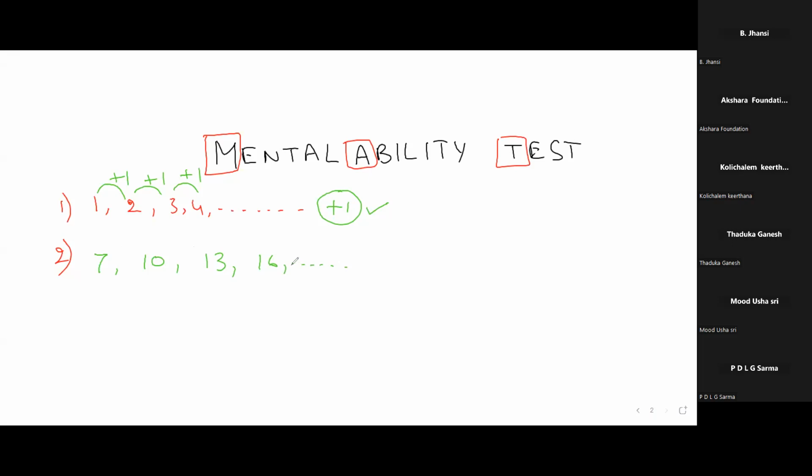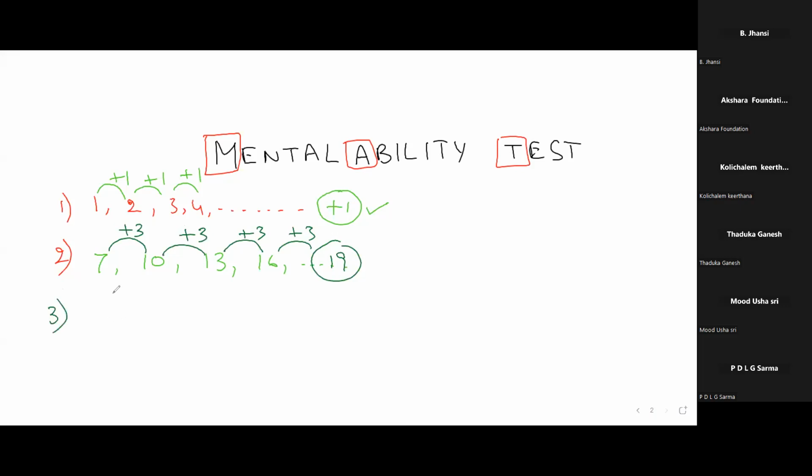Splendid answer. Actually, you can see what is happening here. 7 plus 3, and it is plus 3, and again plus 3. So next one also should be plus 3. So you can claim that the next number must be 19. Very good. So this is one kind of thing which you can observe. Now you just see the next one.